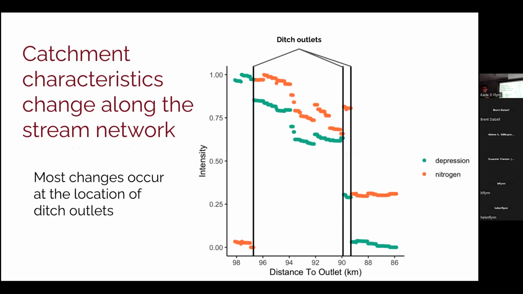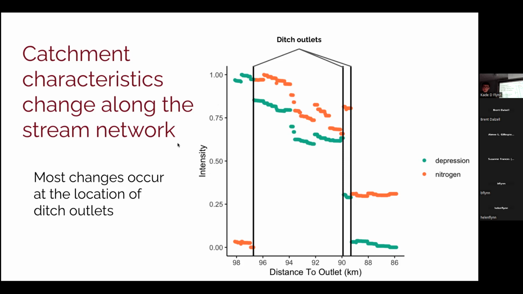So looking at these catchment characteristics along this western stream segment, this figure shows distance to the watershed outlet on the x-axis, and this normalized intensity value on the y-axis. For depression intensity and nitrogen intensity, the maximum and minimum have just been rescaled between 0 and 1 so that we can visualize them together.